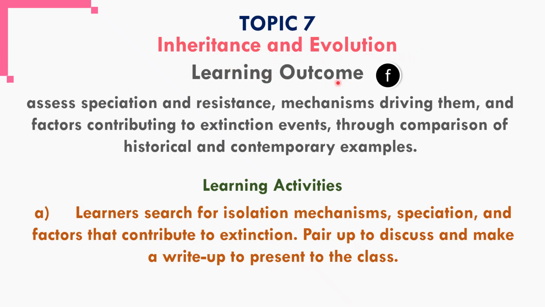We are on Learning Outcome F: assess speciation and resistance, mechanisms driving them, and factors contributing to extinction events through comparison of historical and contemporary examples. We are on Learning Activity A: learners search for isolation mechanisms, speciation, and factors that contribute to extinction. Pair up to discuss and make a write-up to present to the class.